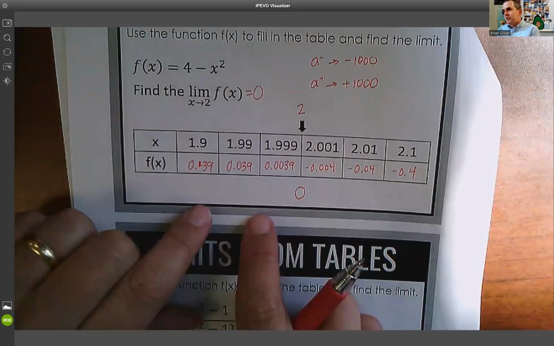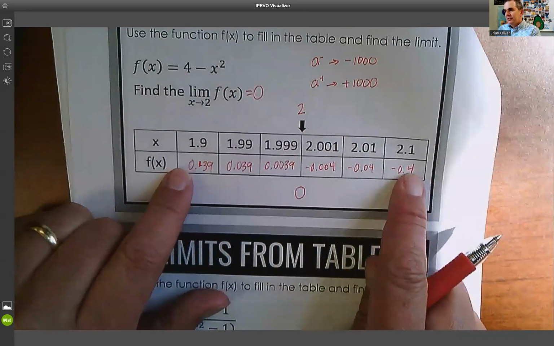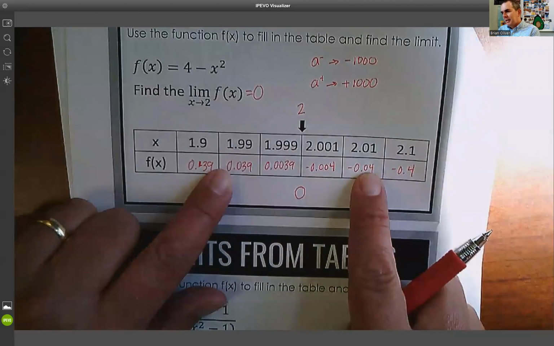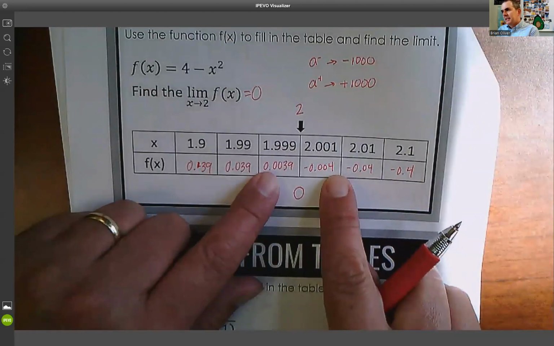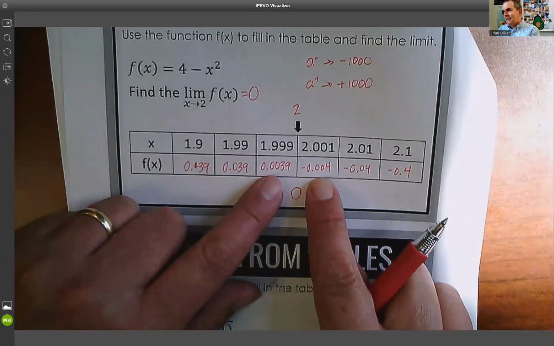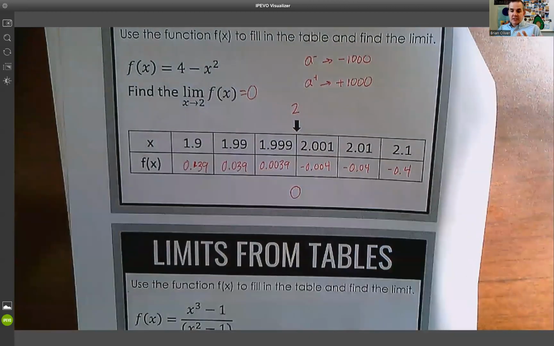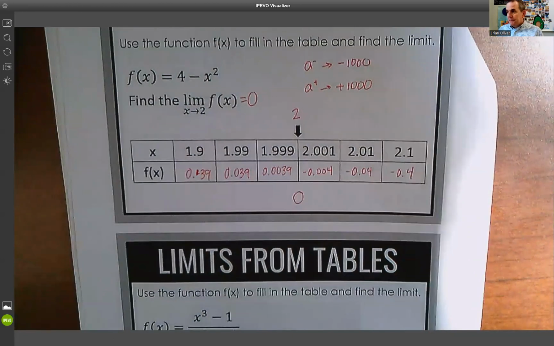So you'll be working with some tables. And again, some of this is just plugging in and seeing where the numbers are collapsing. As you notice, this goes from a positive 0.4 to a negative 0.4. And as we get closer, it's positive 0.04 to negative 0.04. Positive 0.004 to negative 0.004. And if we kept going, if we did 1.9999, it would be 0.0004 and negative 0.0004. And as you notice, it's condensing, collapsing, converging in on 0. So that's the other part we talked about.